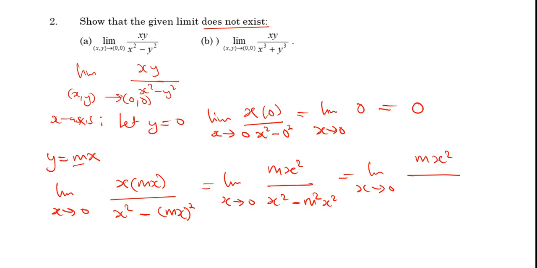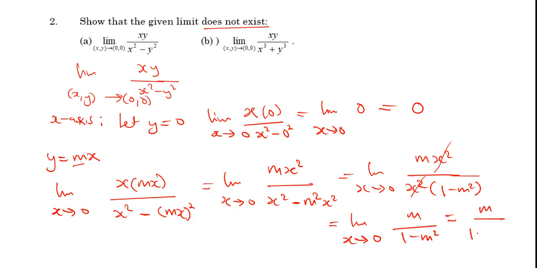Down there I have an x squared as a common factor, so I have x squared times 1 minus m squared. Notice that I can cancel out the x squared on top and the x squared at the bottom. Then the limit as x approaches 0 is m over 1 minus m squared. Now you see this has no x in it, so I have nowhere to put the 0, meaning it just gives me the same m over 1 minus m squared.